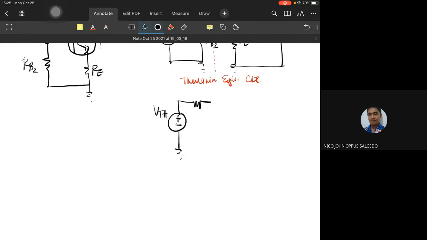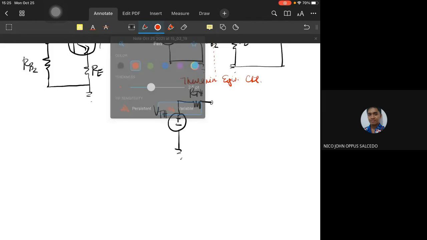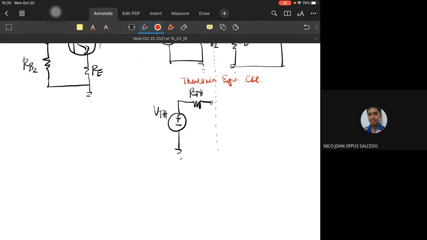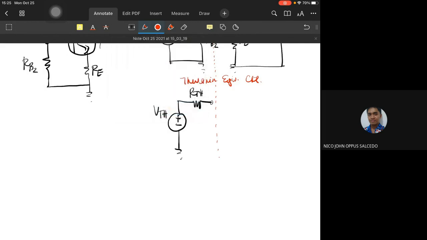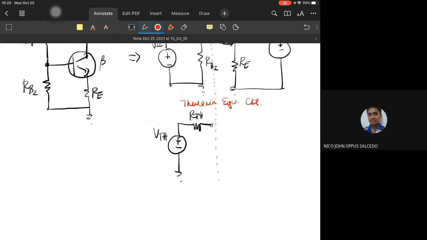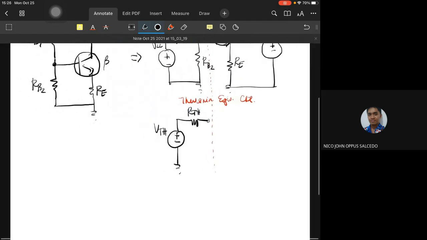This being VTH and this being RTH. Alright, thank you for the response. So, we now have the Thevenin equivalent circuit. It's only a matter of finding the formulas for VTH and RTH so we can continue with our analysis.